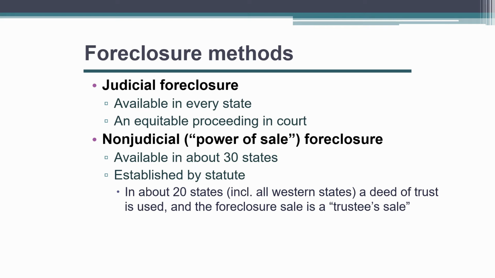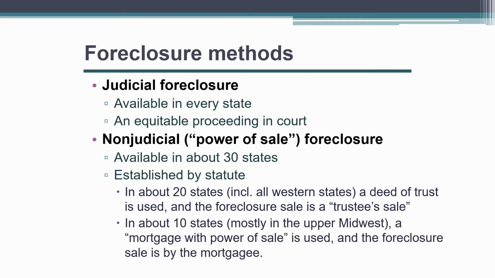In about 20 of the states, including all of them in the western United States, a deed of trust is the document used. Now, the deed of trust is really just a mortgage, except that it also contains the appointment of a trustee to handle the sale. And the foreclosure sale will be handled by the trustee and is called a trustee's sale. The other 10 states that have non-judicial foreclosure are mostly in the upper Midwest, and they use what's called a mortgage with power of sale. The foreclosure sale is actually held by the mortgagee.